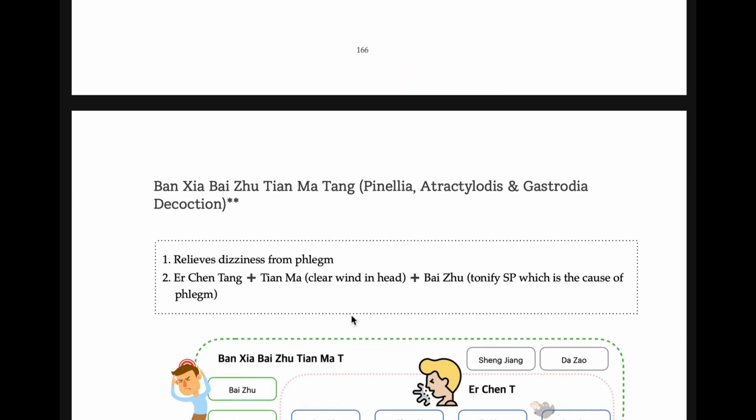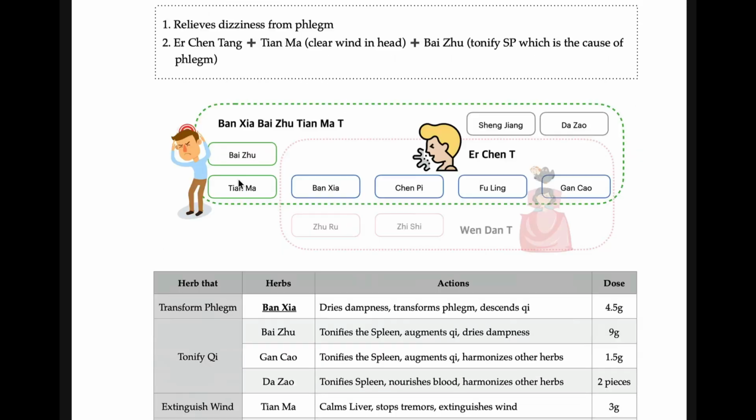Next, phlegm formulas. Banxia Baizhu Tianma Tang. Banxia Baizhu Tianma Tang treats dizziness by phlegm. And phlegm and expelling wind with Tianma. So phlegm and wind, there's Banxia Baizhu Tianma Tang. Banxia for phlegm and Tianma for wind. And Baizhu tonifies the spleen so as not to generate phlegm. So Baizhu treats the root problem. It is based on Erchen Tang.